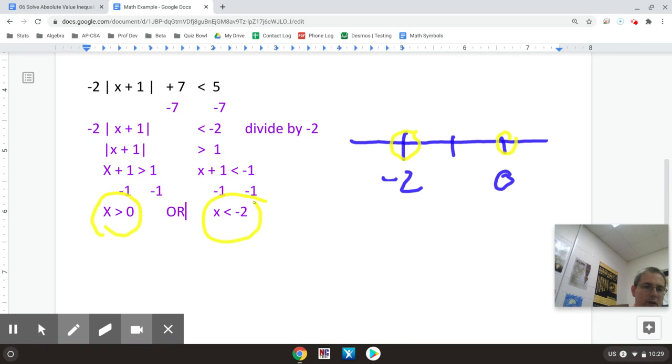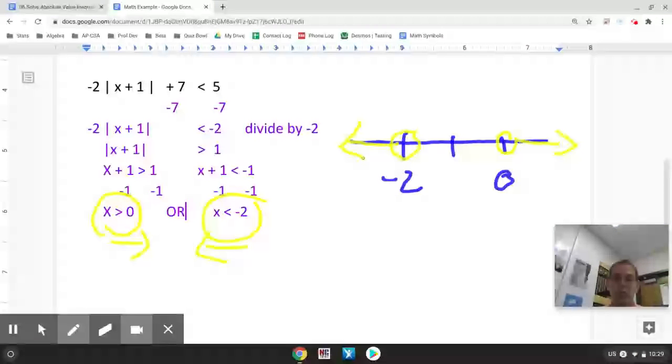Now for this one here, it's greater than 0. You can see that sign's pointing to the right. So I'm going to go to the right of 0. This sign here is pointing to the left, so I'm going to go to the left of -2. So when I have two pieces of my graph like this, it's always an or situation, because there's no way to combine those two together. Being bigger than 0 is something totally different than being smaller than -2. There is no overlap. You can't put it together as a single statement. You have to leave it as an or.